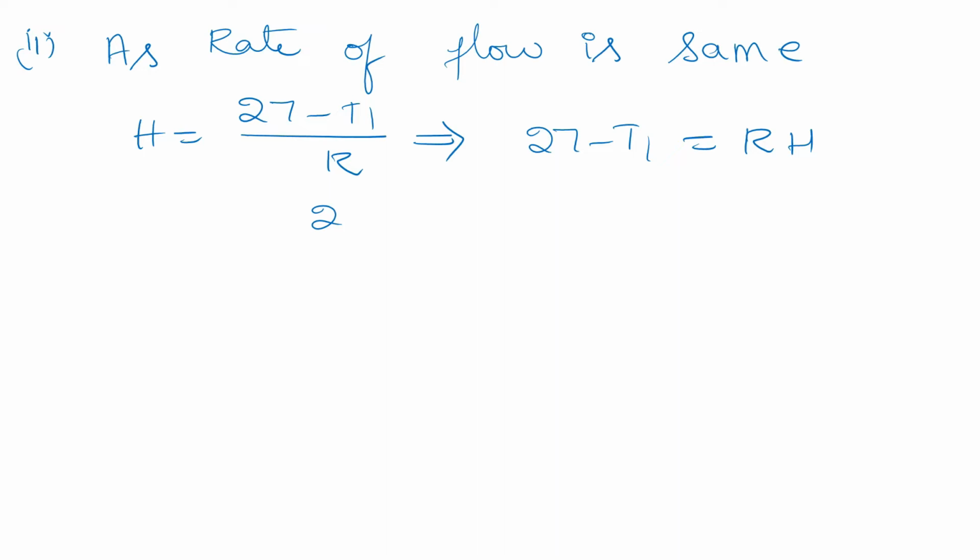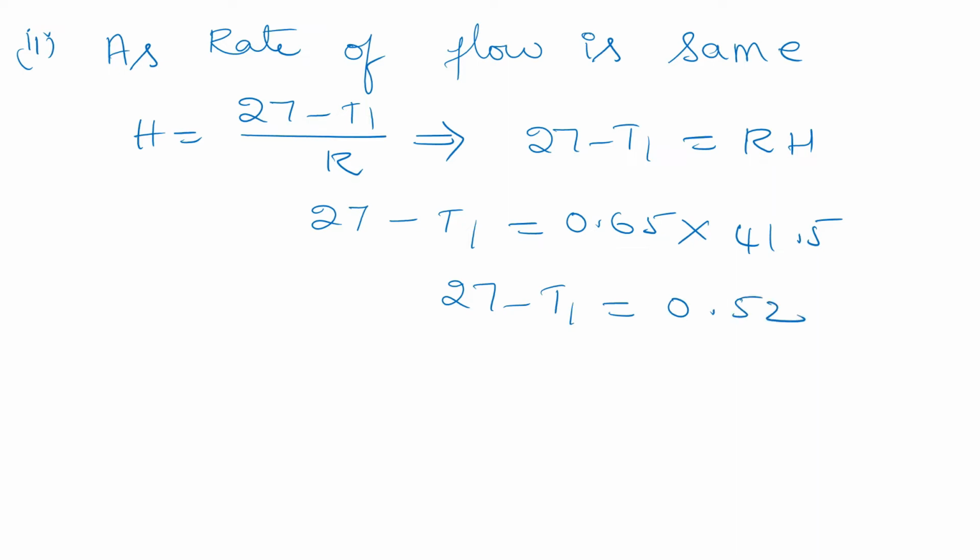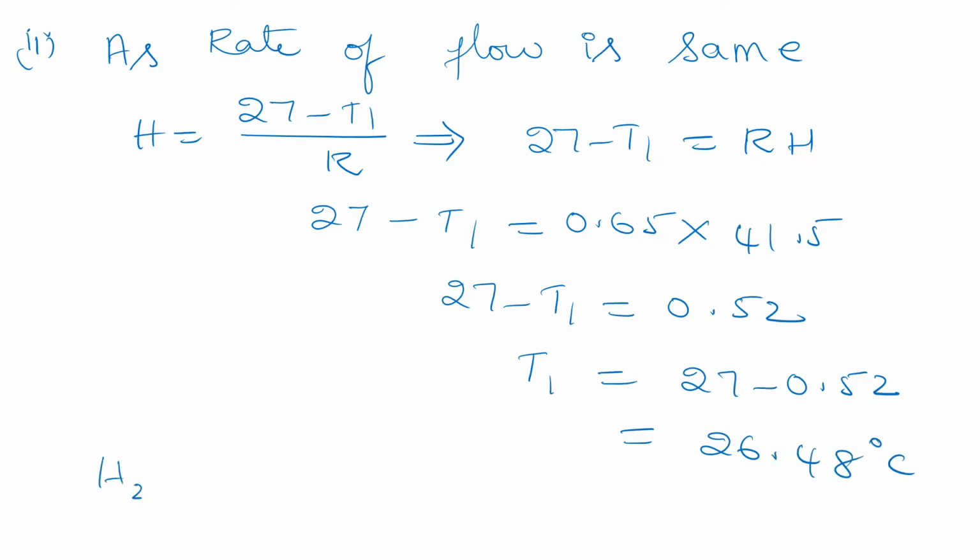So 27 minus T1 is equal to R, which is 0.65, into H, the heat current, 41.5. So 27 minus T1 is equal to 0.52, after multiplication we are getting 0.52. So here T1 is equal to 27 minus 0.52, that is equal to 26.48 degrees centigrade.